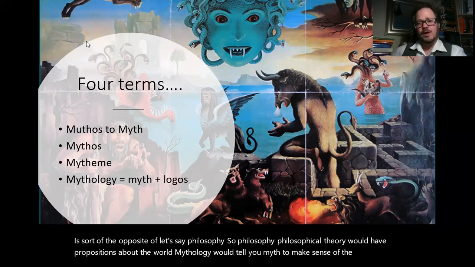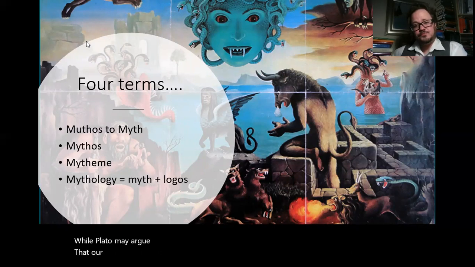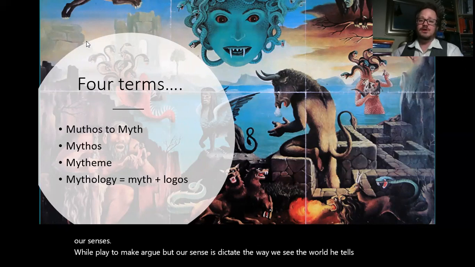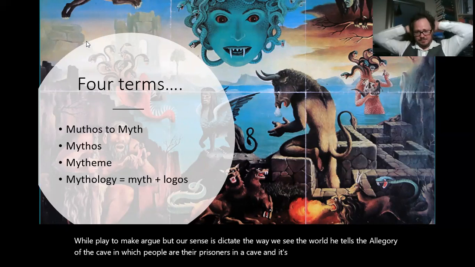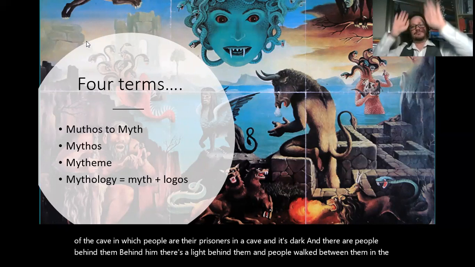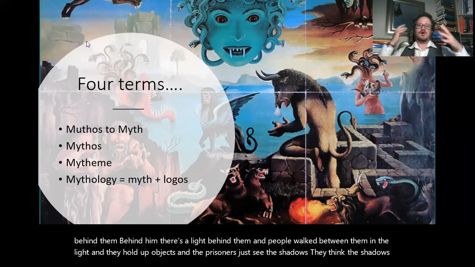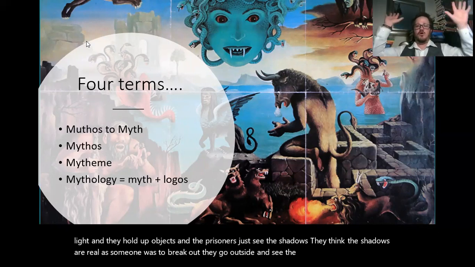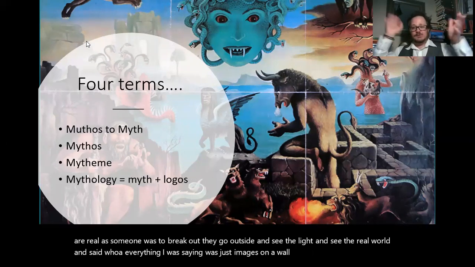So while Plato may argue that our senses dictate the way we see the world, he tells the allegory of the cave, in which there are prisoners in a cave and it's dark, and there are people behind them, and there's a light behind them, and people walk between them and the light, and they hold up objects, and the prisoners just see the shadows. They think the shadows are real. If someone was to break out, they'd go outside and they'd see the light and they'd see the real world and say, whoa, everything I was seeing was just images on a wall. And then they'd run back in and say, hey guys, we gotta get out of here.